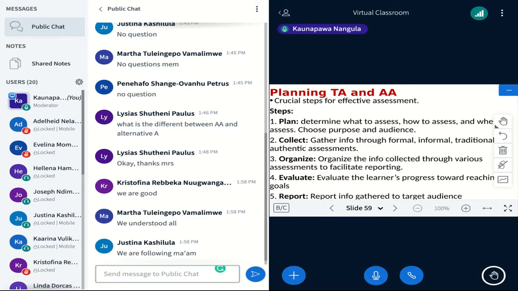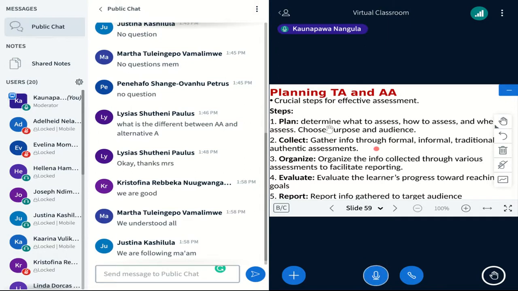So the first one is to plan. Here you need to determine what you are going to assess, how you are going to assess, when you are going to assess, and why you are assessing. So that is choosing the purpose. And who are you going to assess? That's the audience.